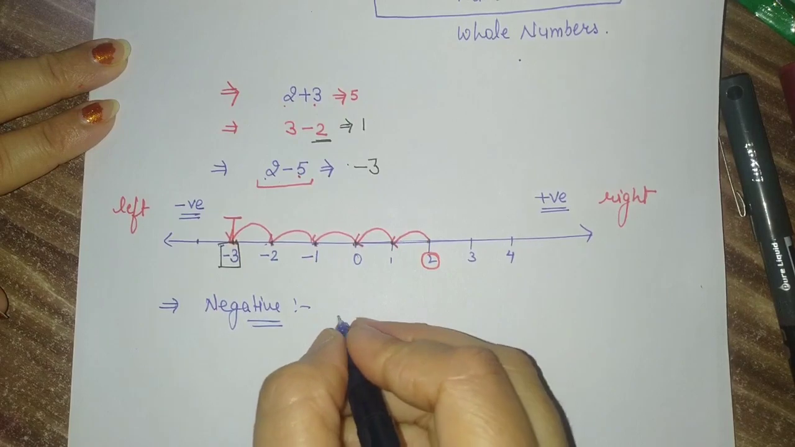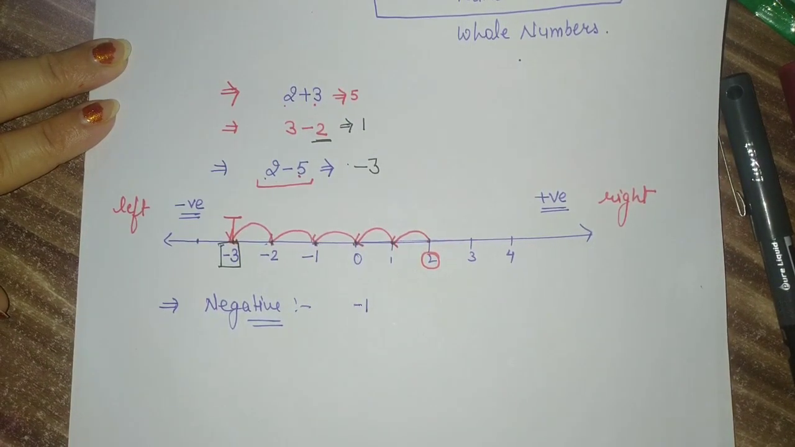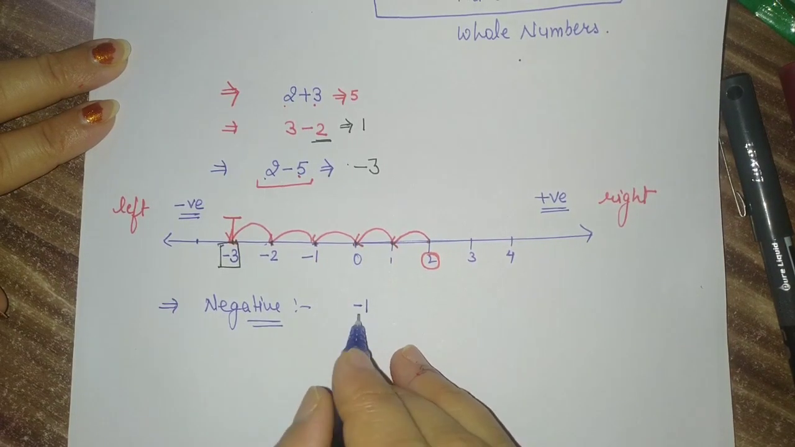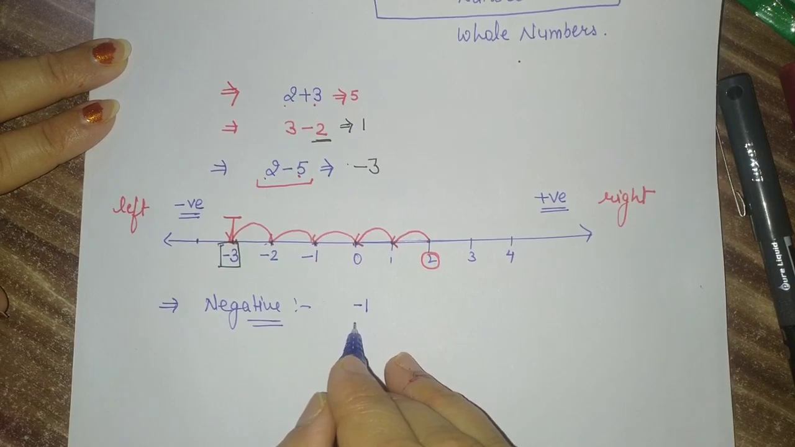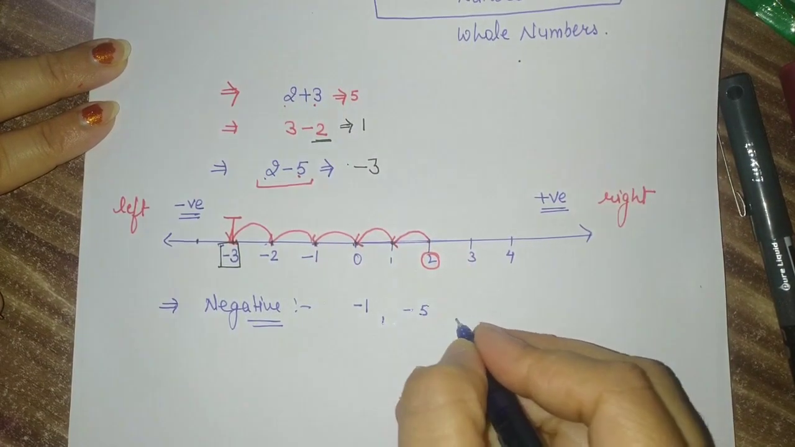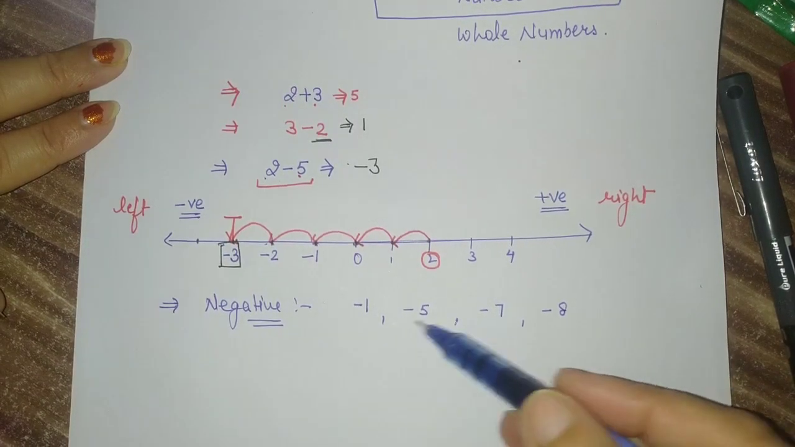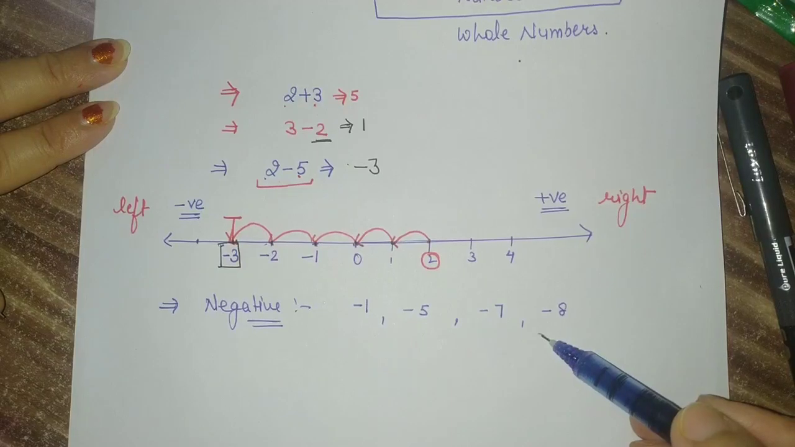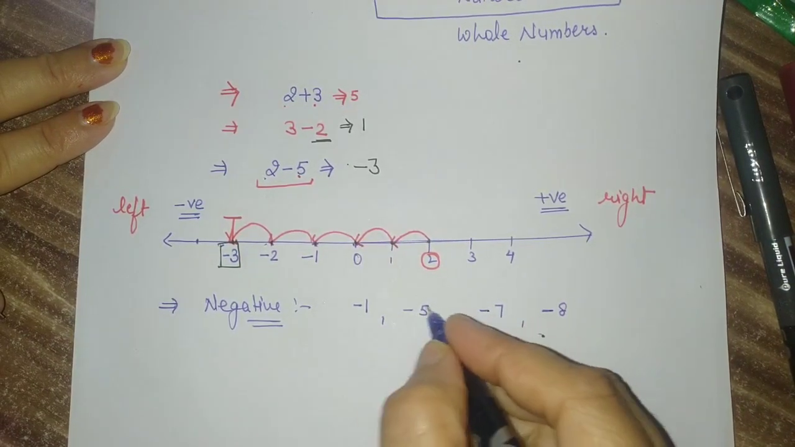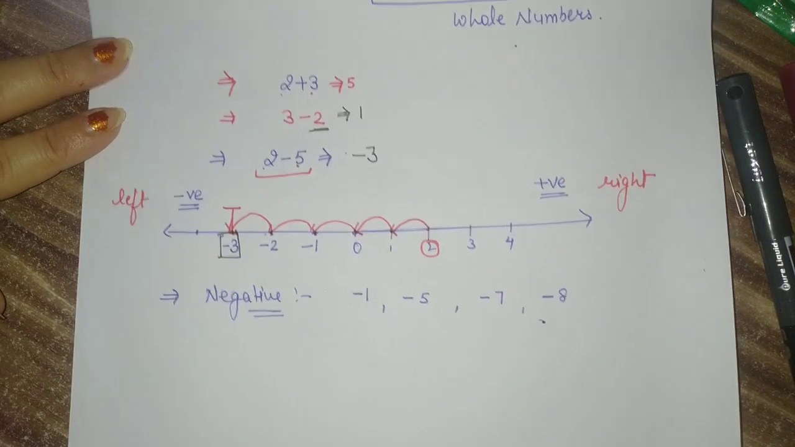Negative number means a number with a minus sign. If we write a minus sign before the number, that is a negative number, like -1, -5, -7, -8. These numbers are negative numbers. Why? Because these numbers have a minus sign before them. So that's why these numbers are negative numbers.